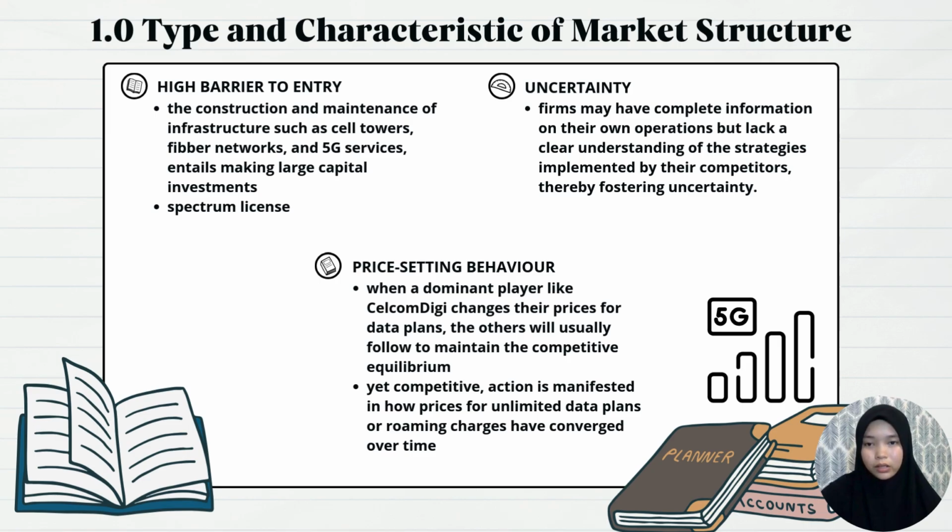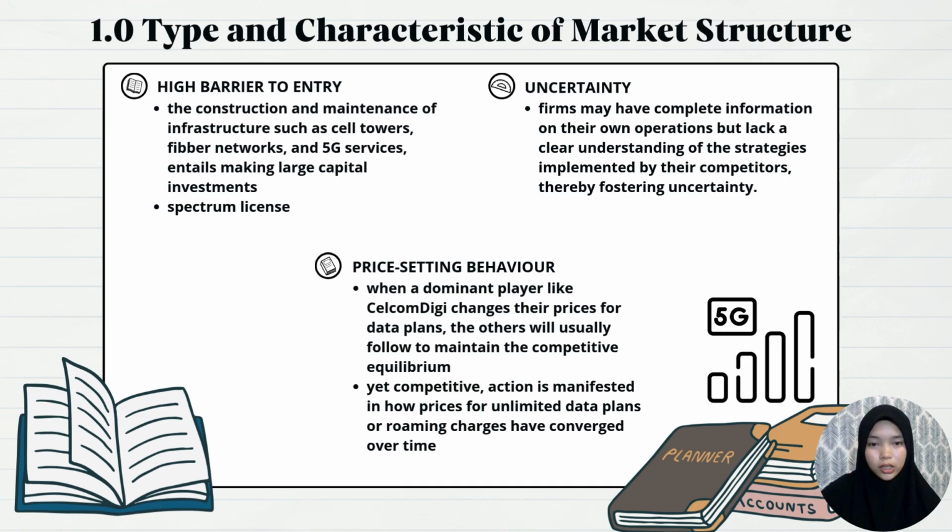The third characteristic is high barrier to entry. For example, the construction and maintenance of infrastructure such as cell towers, fiber networks, and 5G services entails making large capital investments. In addition, spectrum licenses, which are issued by the Malaysian Communication and Multimedia Commission, are expensive and in short supply and therefore serve as yet another barrier to new entrants.